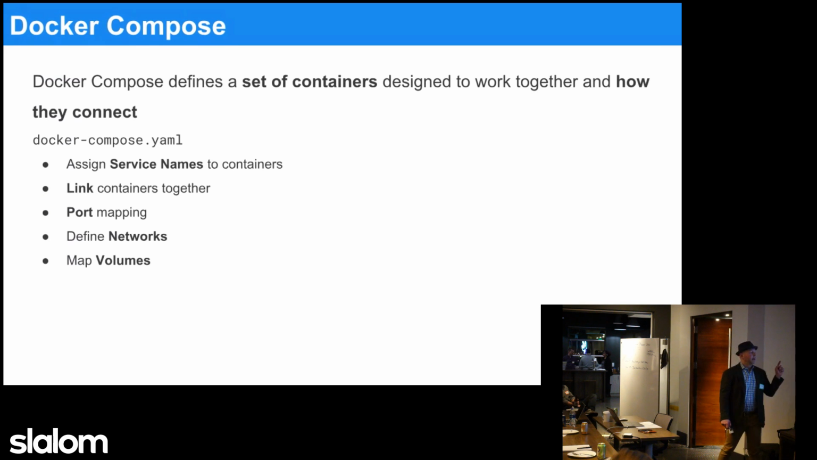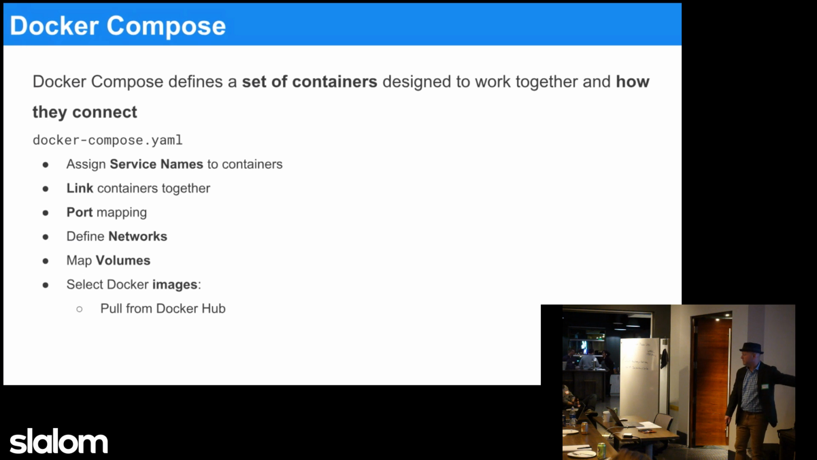And then you can select your Docker images. You can either pull a pre-built image from Docker Hub, or I could build my own from a Dockerfile.